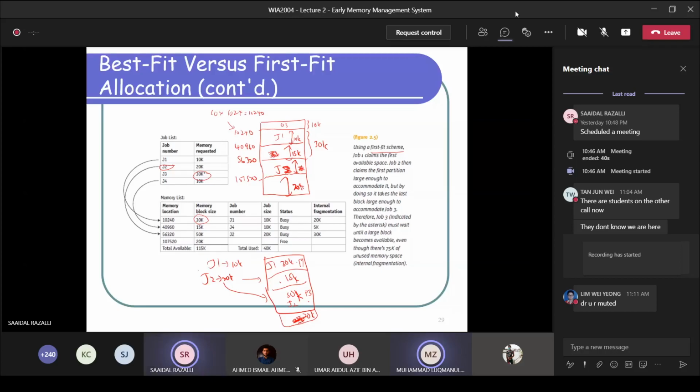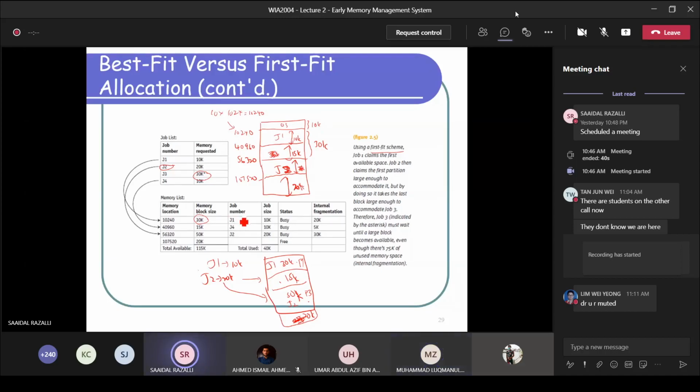This is based on dynamic allocation. The fundamental dynamic allocation is just similar to a fixed partition. It depends on the batch of the first jobs that come in. All right, so J3. They don't utilize the internal fragmentation.